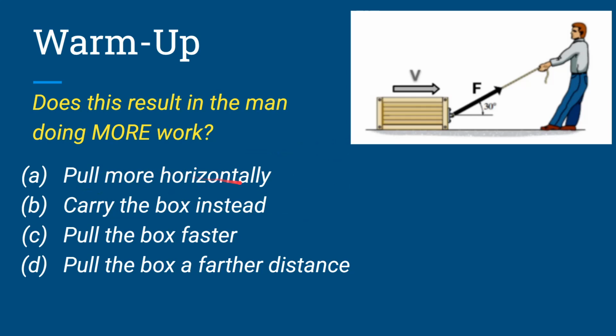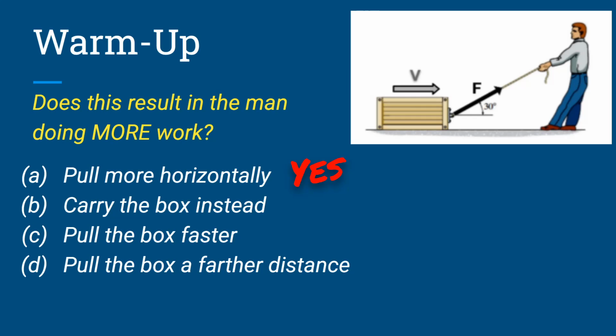But if he pulls it more horizontally, right now he's pulling at an angle of 30 degrees. If he pulls at a smaller angle that's more horizontal, yeah, that's going to cause him to do more work, assuming that the force is the same amount and the displacement's the same amount. He will do more work because more of his force is horizontal. So pulling more horizontally is going to result in more work if everything else is equal.